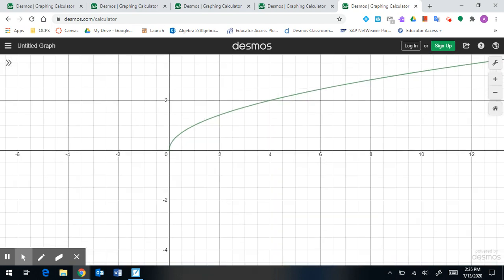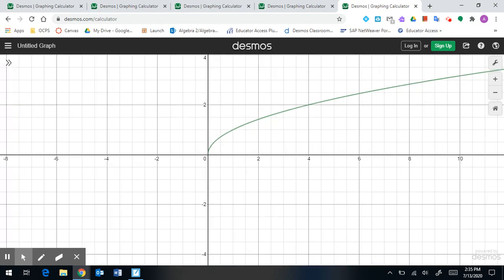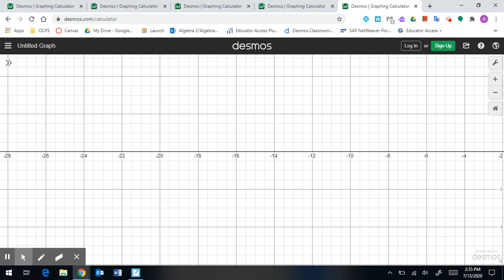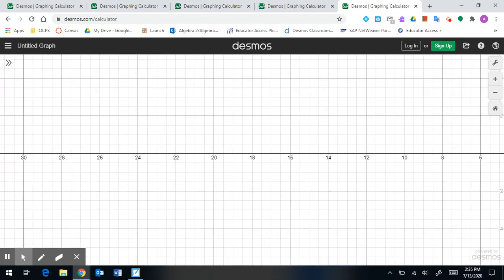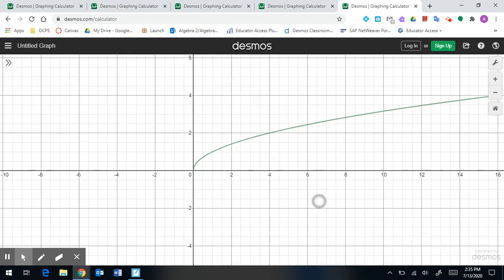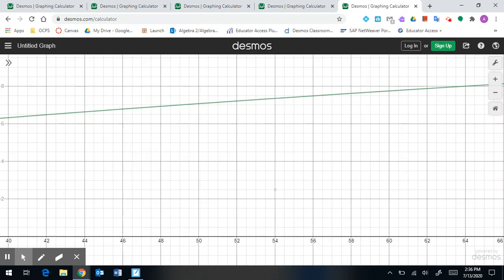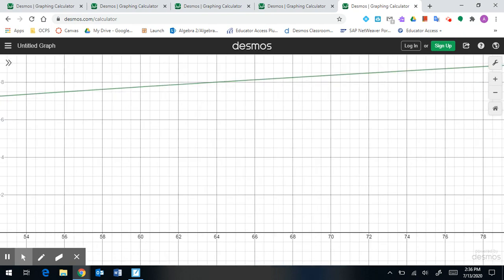So domain, again, is left to right. If we start over here and we pretend that we're over here at negative infinity, right? This doesn't exist over here at negative infinity. It doesn't even exist in the negatives at all. It does not exist until I get to the x value of 0. But then, if I follow it, you can see that nothing is going to stop this graph from going to the right.